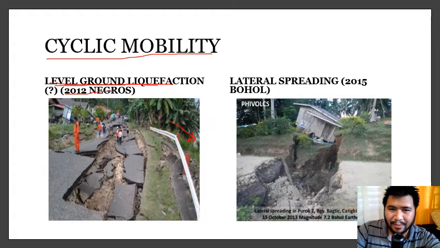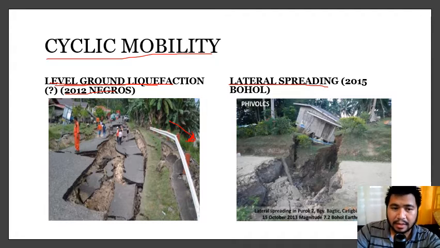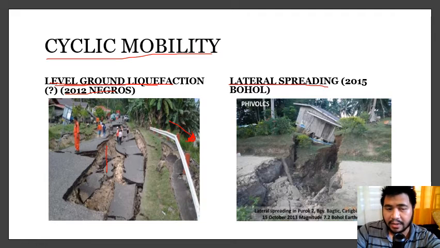This could be more of a lateral spreading, or it could also be an earthquake-induced slope failure. So it's really hard to know without getting the subsurface data on this area. So I'm just putting a question mark here. A classic level ground liquefaction will have sand boils, and of course it should occur in a flat ground.